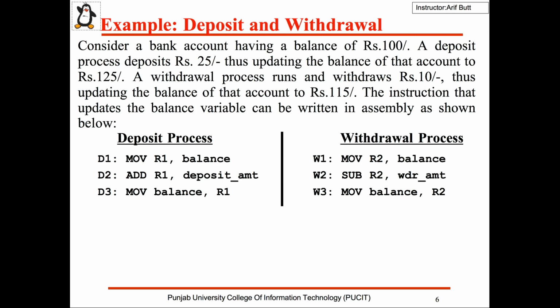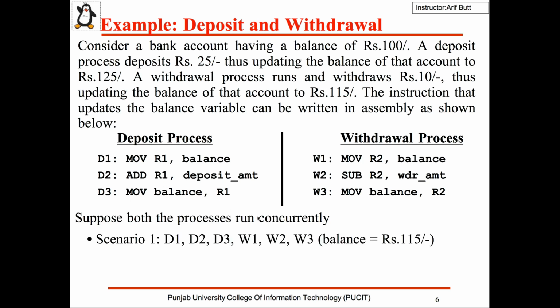And the critical section problem is, if multiple threads try to execute their critical sections simultaneously, we need to execute them one by one. Let's see if they are not executed one by one, rather they get overlapped. If they get overlapped something like this, that is, this instruction executes, then this, and then this and this, that is they are not overlapping, we get the correct answer, that is rupees 115.